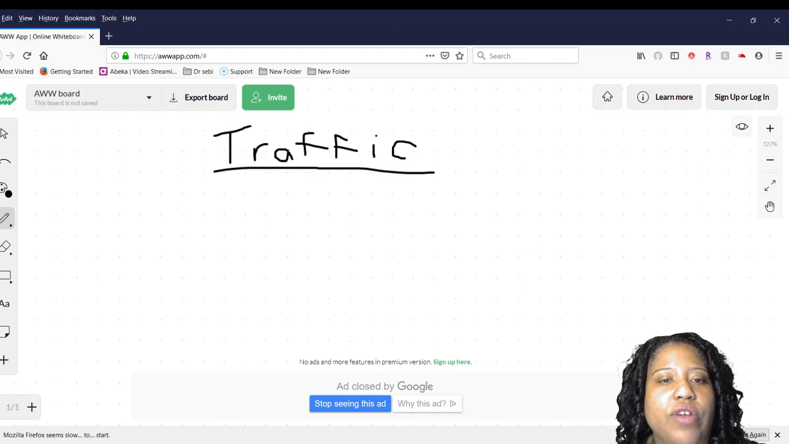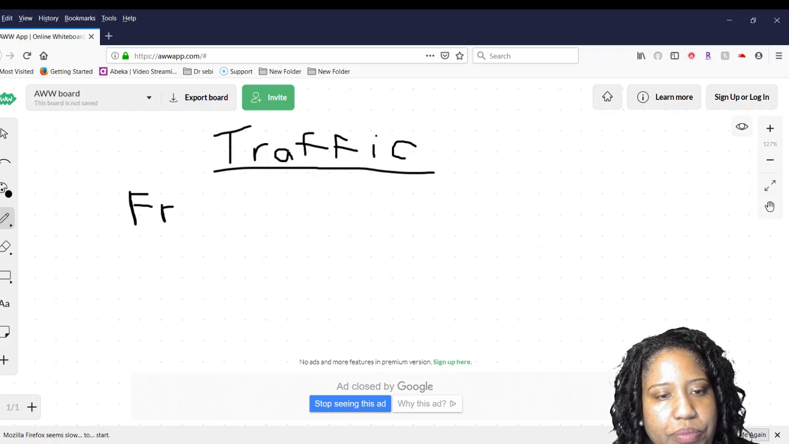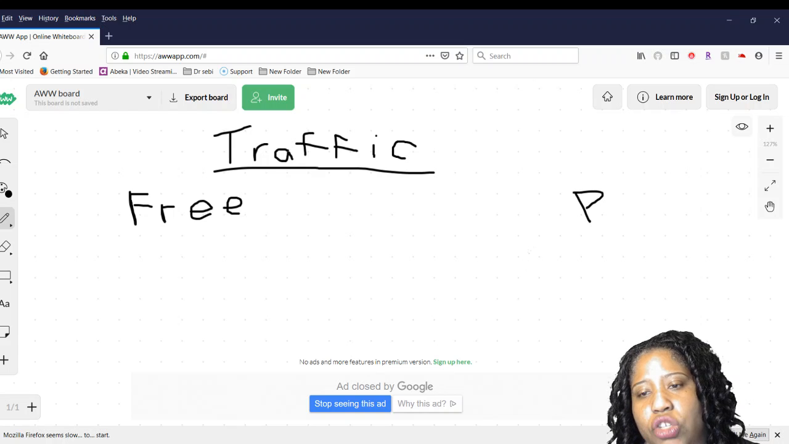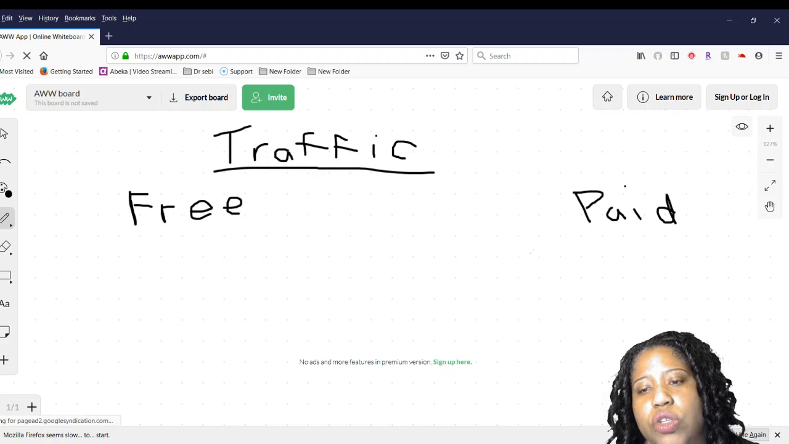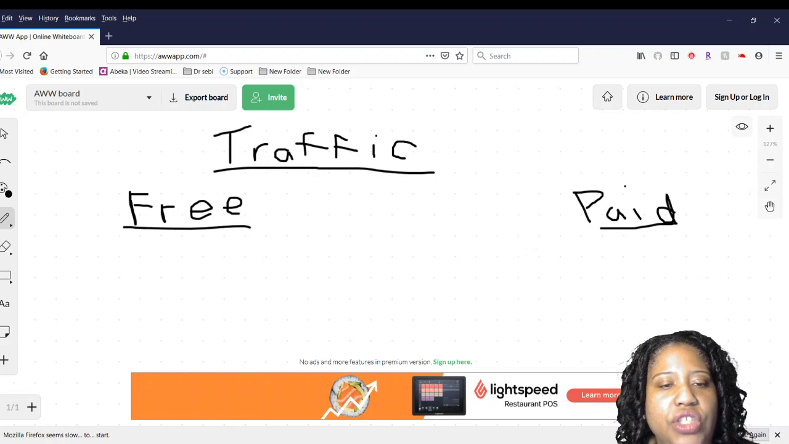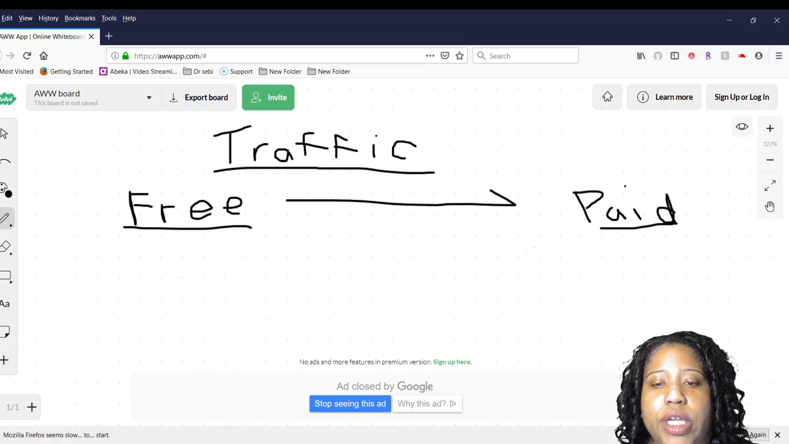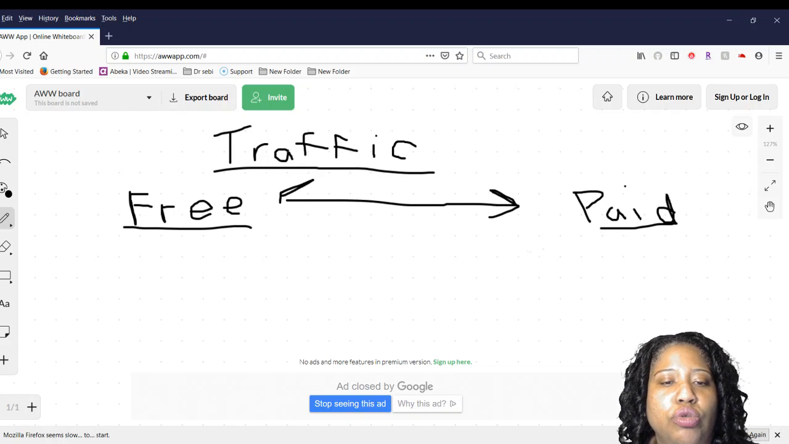So I have the word traffic right here on the whiteboard, and I want to talk about there's free traffic that you can use, and then there is paid traffic. Now, which one is better? It really depends on how much capital you have to get started. And also, do you want to go fast or do you want to go slow? Now, normally, if a person is new to online and they start with free traffic, that possibly could be YouTube.